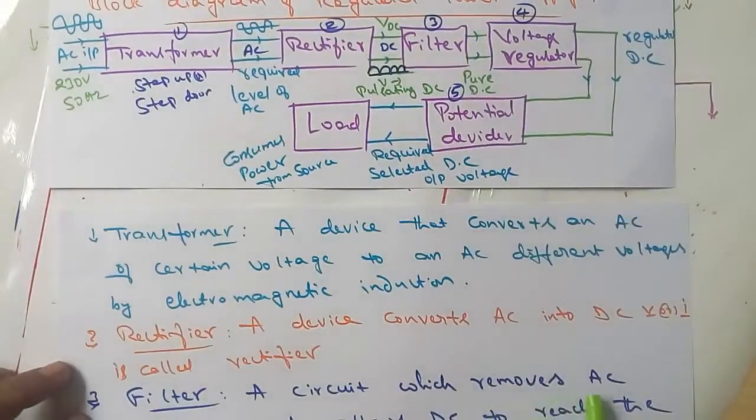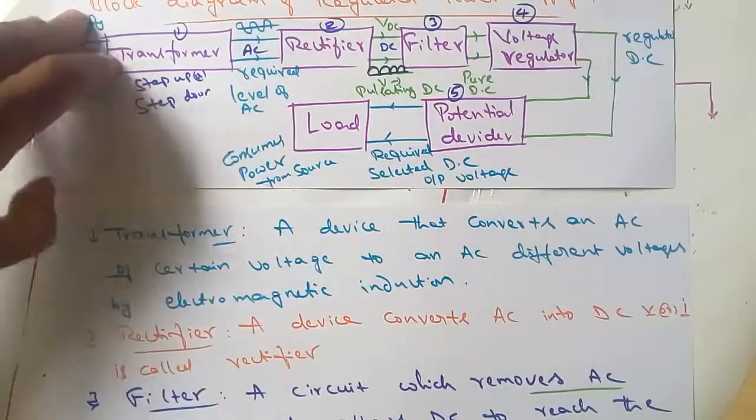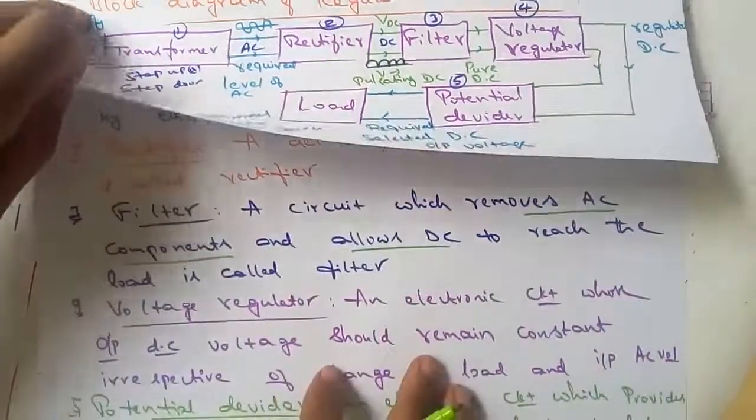Here, what was given? A circuit which removes AC components and allows the DC component. That means it allows only DC to reach the load. It does not allow AC. For the load, it allows only DC, whereas if there is any AC component, it will be removed. That is called the filter. Now coming to the fourth one, the voltage regulator.